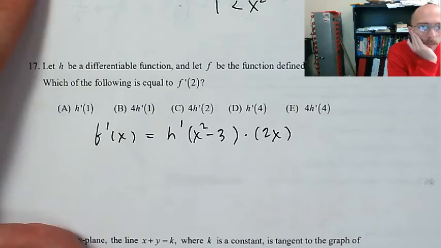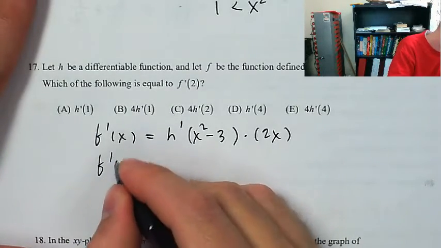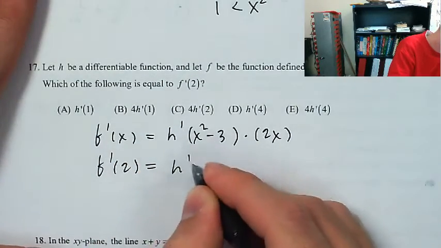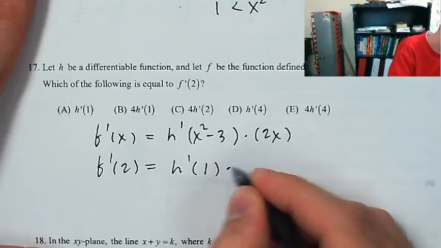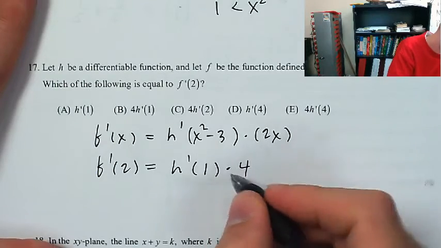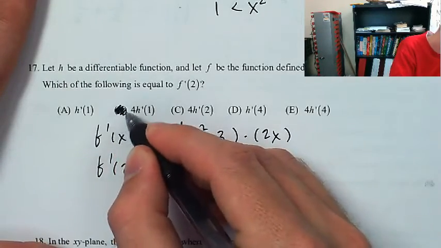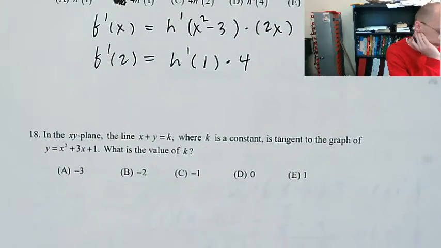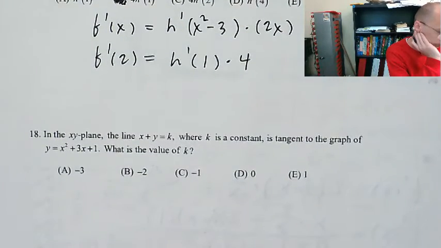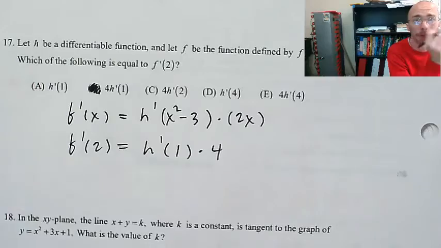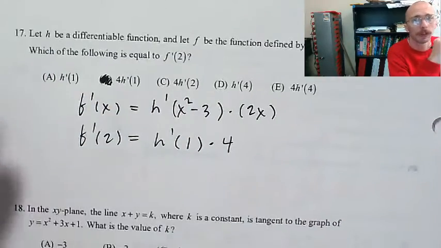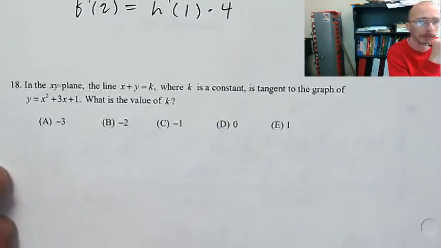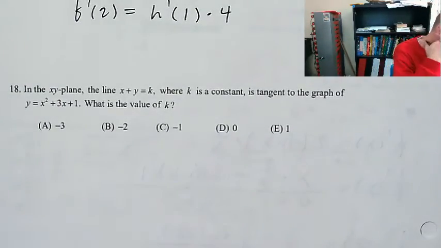Okay, then we need to plug in x equals 2. 4 minus 3 is 1, times 2 times 2 is 4, so it's going to be 4h prime of 1. Oh yeah, those are good alternative answer choices. I feel like they all could potentially trick someone.